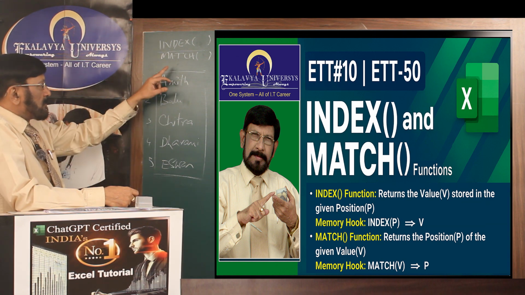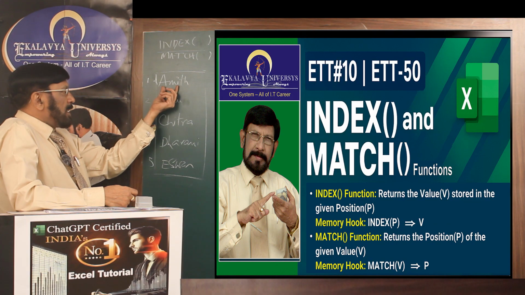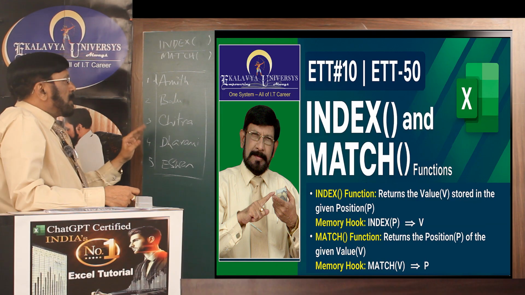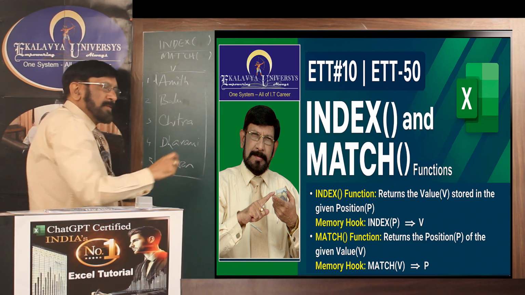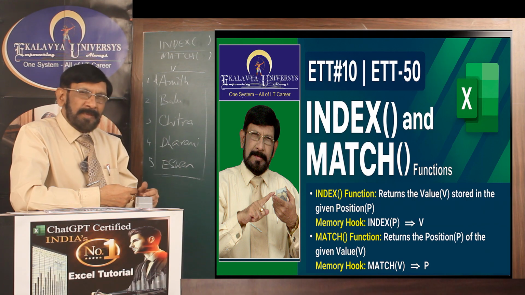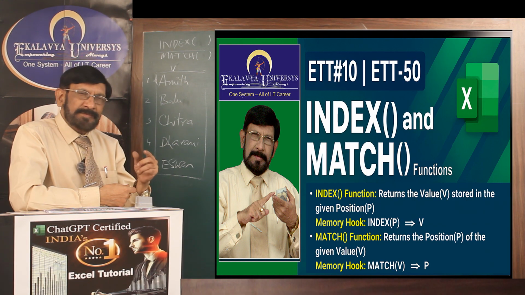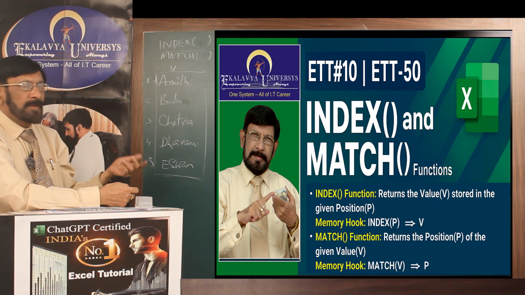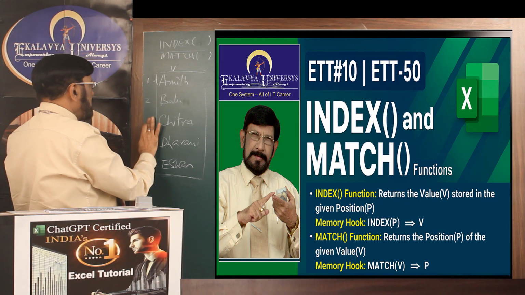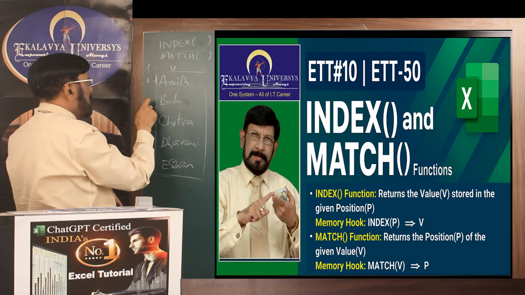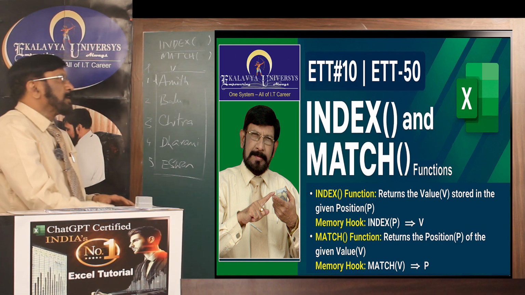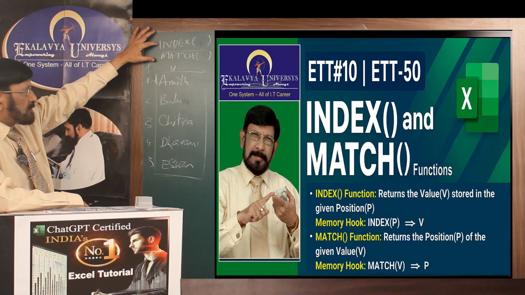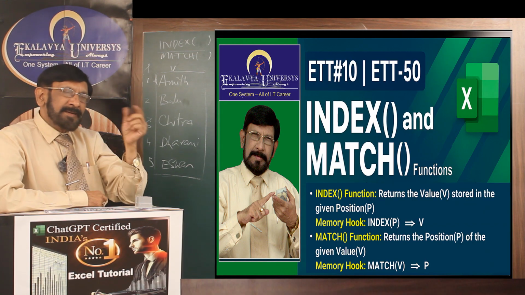Here you see one array of names. This is Amit, Balu, Chitra, Dharani and Ishwar. Five names are there. You call them values. Value normally you think is a number, but in the broader sense, names also you treat as data values. And here the corresponding positions are there, that is 1, 2, 3, 4, 5. Now let us understand the functionalities of INDEX and MATCH by creating a memory hook.